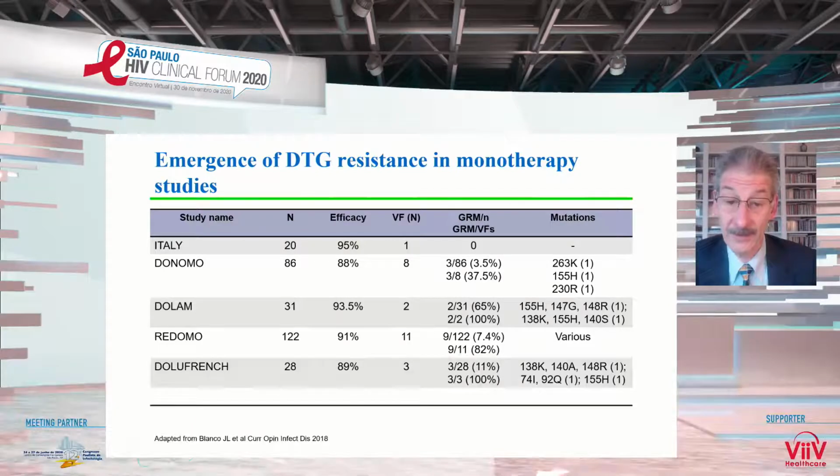the study from Italy that had only 20 participants, not only was virologic failure observed, but in many of the participants who had virologic failure, there were resistance mutations to dolutegravir that emerged, as you can see in the right-hand column.